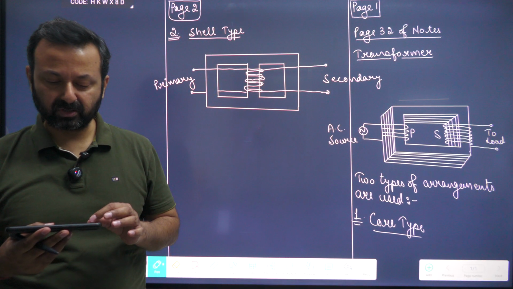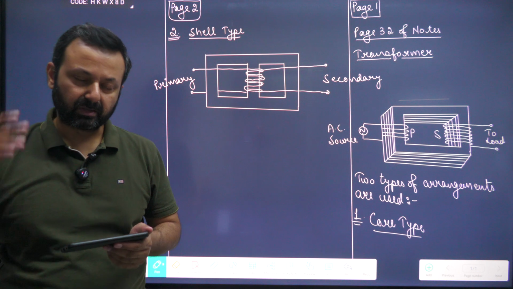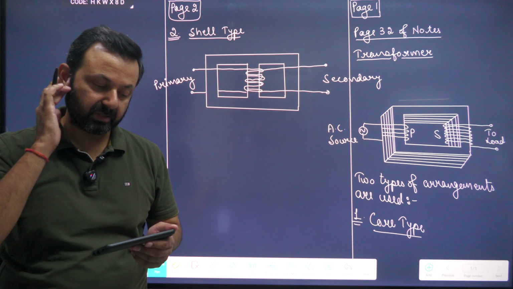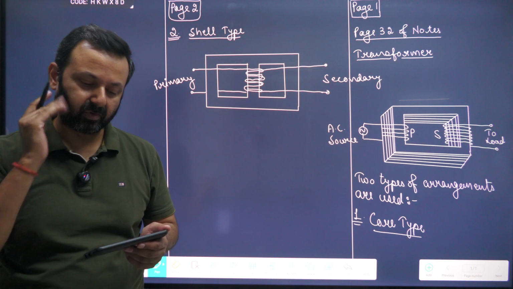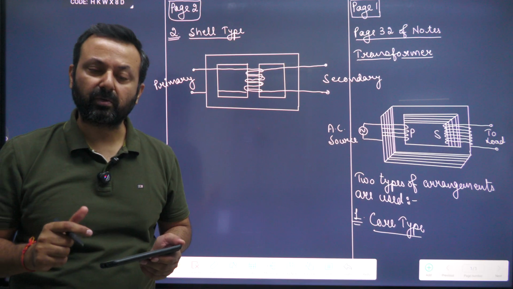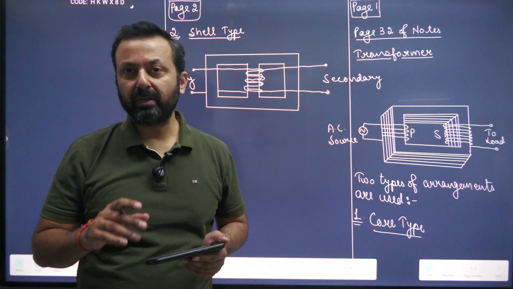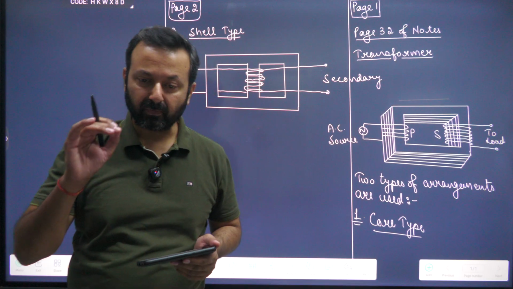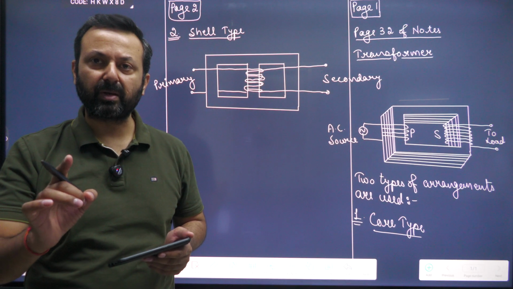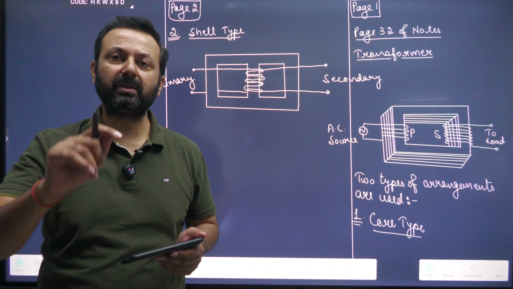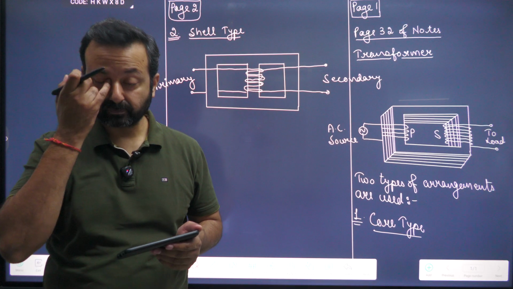the primary. If there is no leakage of magnetic flux, then flux linked with each turn of the primary will be equal to that linked with each turn of the secondary.